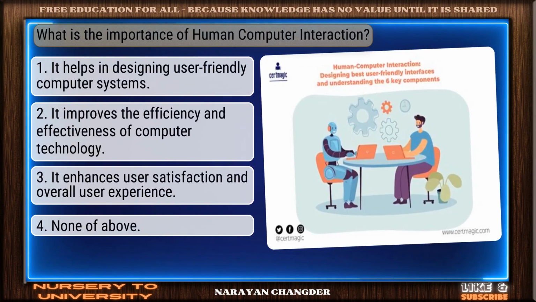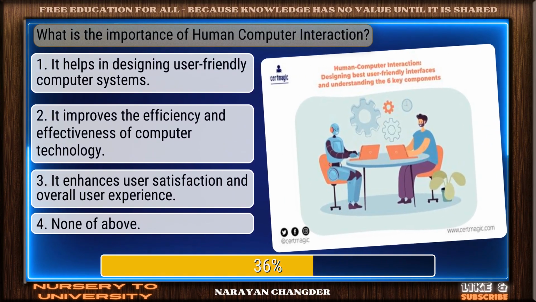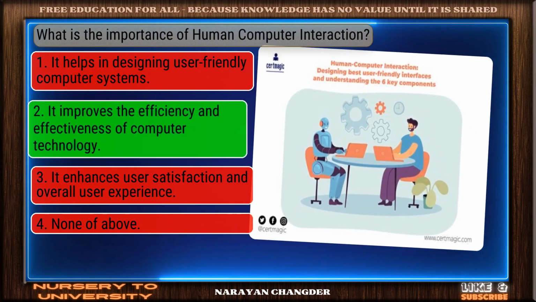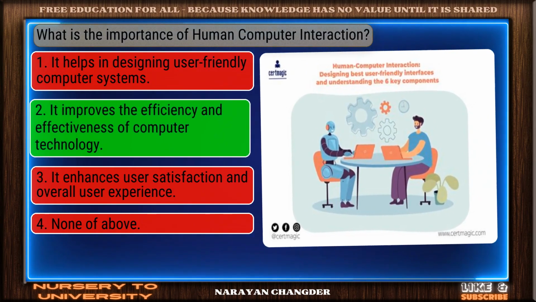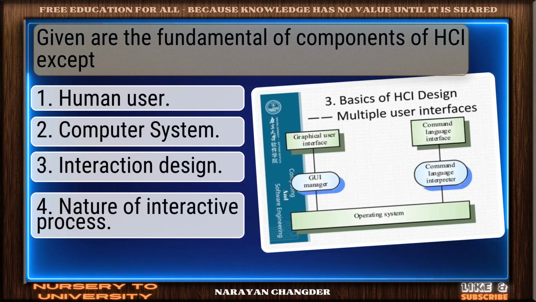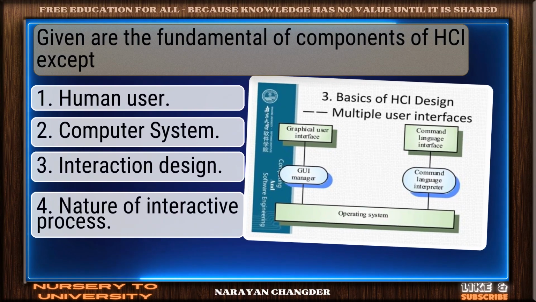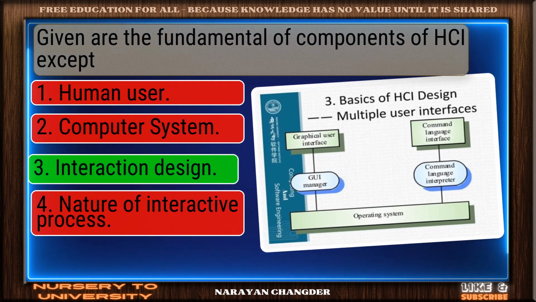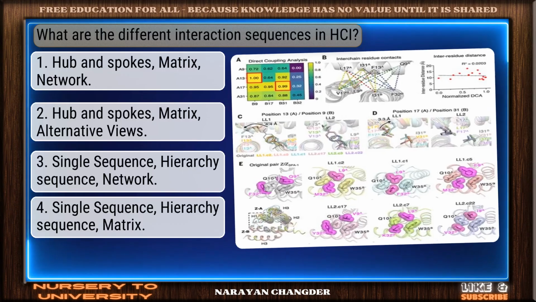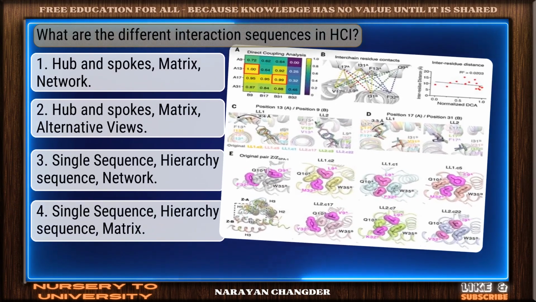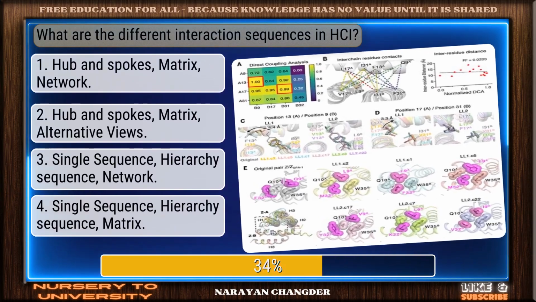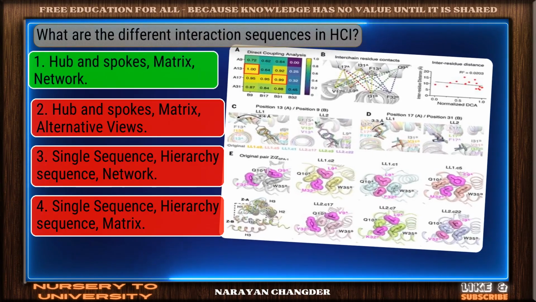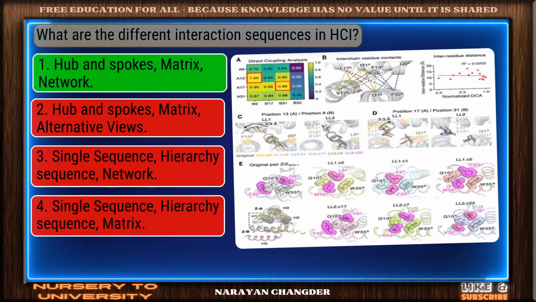Question number 46. What is the importance of human-computer interaction? Nice work. You chose it improves the efficiency and effectiveness of computer technology, and it is correct. Question number 47. Given are the fundamental components of ASCII except. You're right. Interaction design is the correct answer. Question number 48. What are the different interaction sequences in ASCII? Exactly. Hub and spokes, matrix, network makes sense, and it is the right choice.